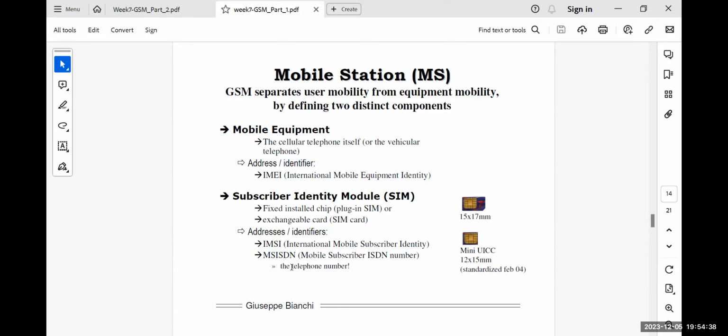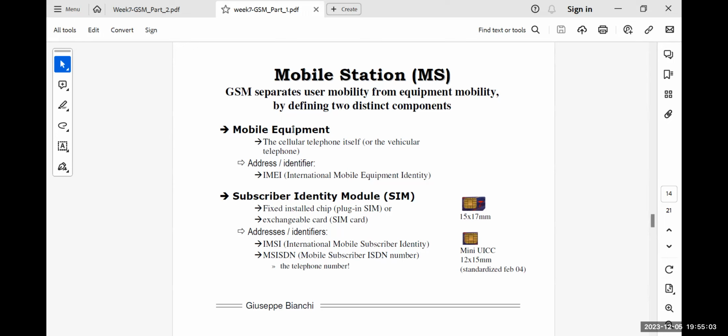So the addresses or the identifiers that are associated with the SIM are the IMSI, that is the International Mobile Subscriber Identity, and the other one is the MSISDN, that is the Mobile Subscriber ISDN number, and that is basically your telephone number, right? So these are the two things that are associated with a mobile station.